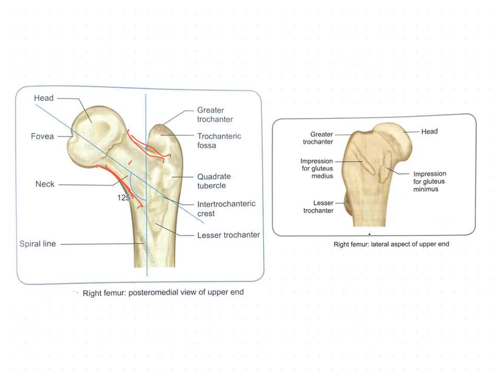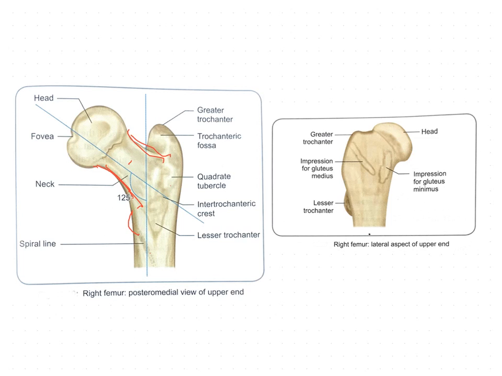Okay, so this is the greater trochanter, and here you can observe the lesser trochanter and the posterior side very minimal. So here this one is the intertrochanteric crest. Okay, so only a little more than its medial half is intracapsular.